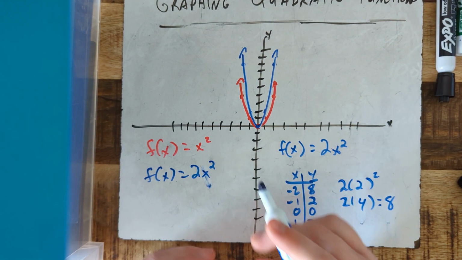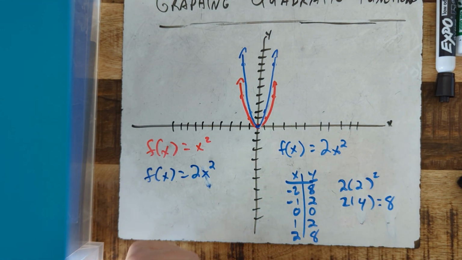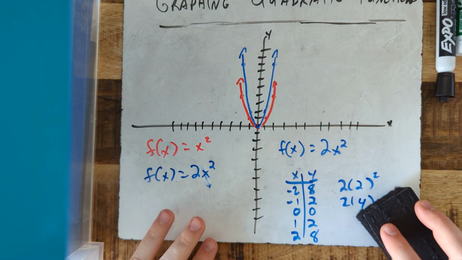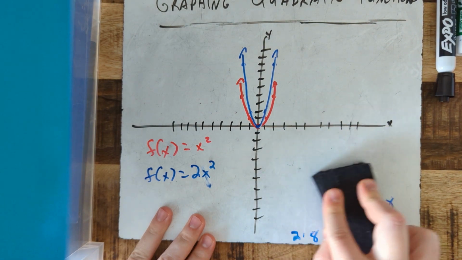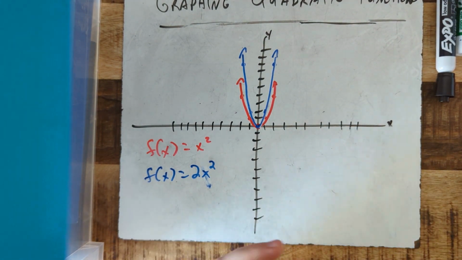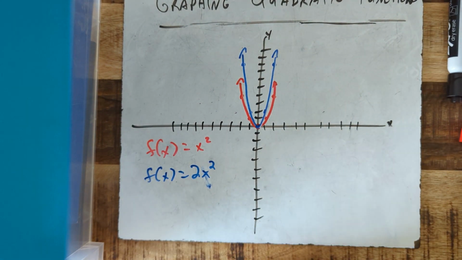X squared. Kind of show you how that works. Okay. Now, what happens when our number in front is less than 1? Let's go ahead and work on that. So we're going to erase this. I'll do this in a different color. Let's do this in green.